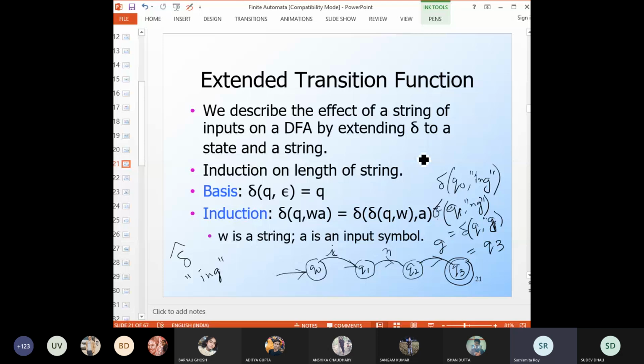Okay, so the basis is on the empty string. This is the typical inductive definition of a function. I hope you have studied induction in DMS. Have you studied induction in DMS? Proof by induction? Yes, ma'am. In discrete math, we have studied that. You have studied it.